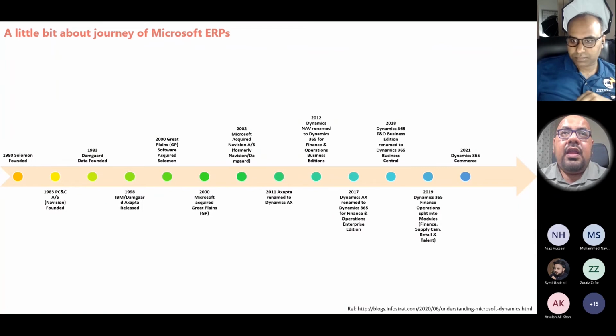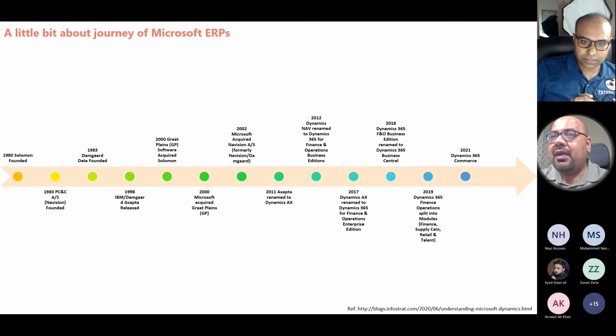Now, even during the COVID situation, and still today, people want to go online because they don't want to put the system behind anywhere that restrictions are applied. So that's the beauty of the Dynamics 365 ERP. It started from 1980 by Solomon Foundation. Then Damgaard worked with IBM to invent Axapta, and still today both systems are available. Even GP is also available, but it is only for on-prem. It's not available on cloud.